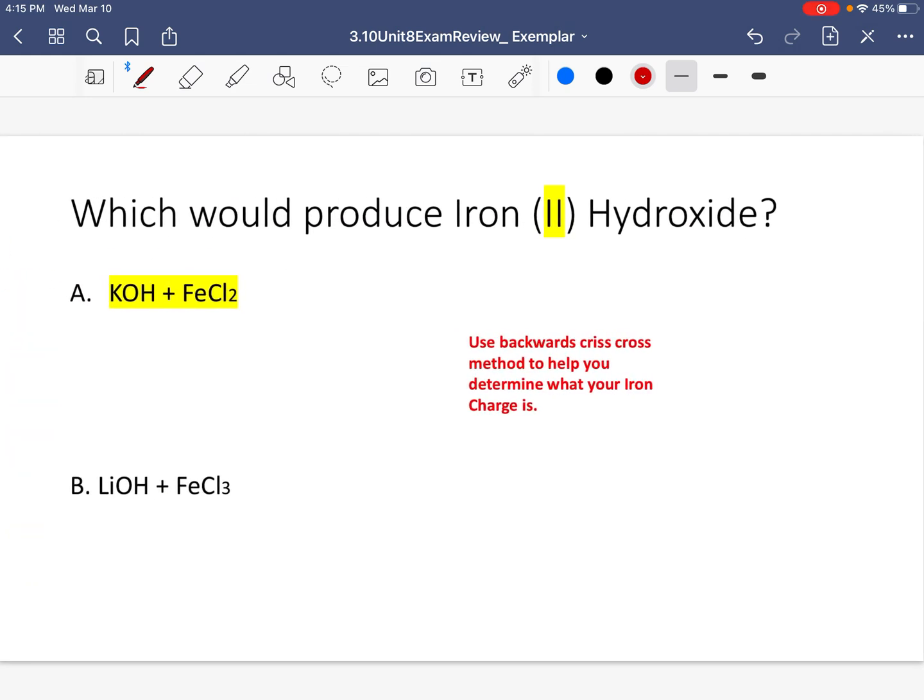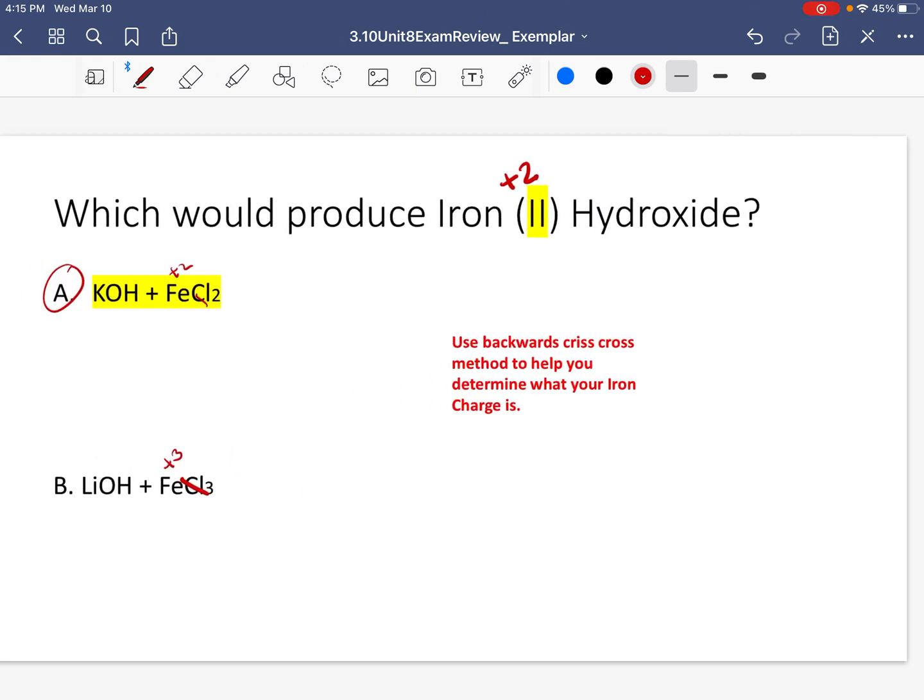This last question, you're just working backwards. Remember, Roman numerals tell you the charge, so that tells me that is iron with a +2 charge. I work backwards. So this tells me +2 and this one tells me +3. That's why your answer would be A.